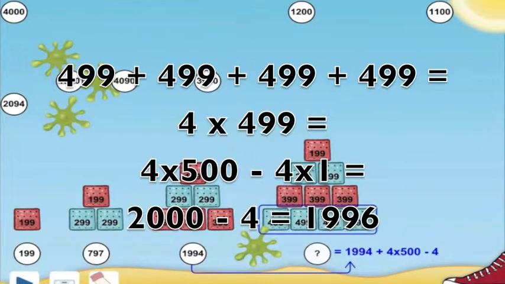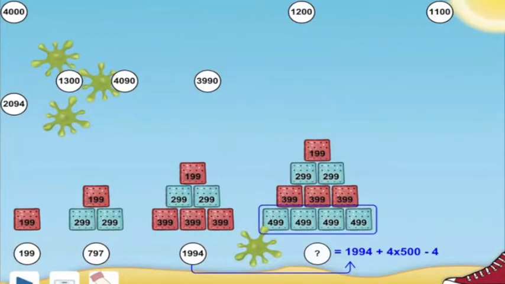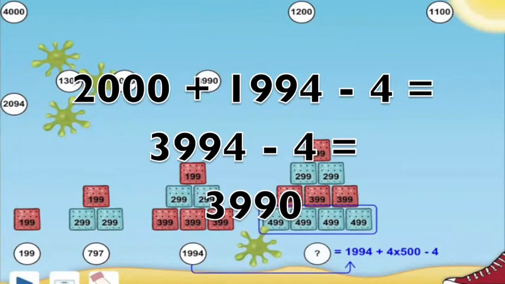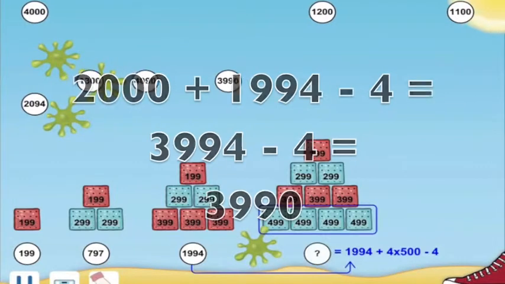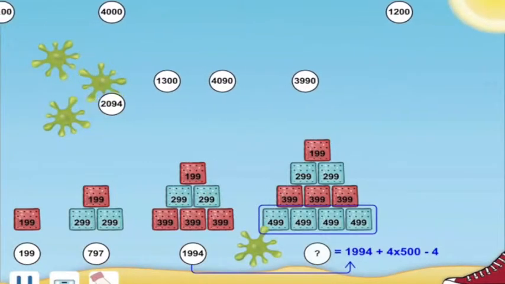We're going to add 2,000 to the previous total and then subtract away 4. The previous total is 1,994. We add 2,000 to that, we get 3,994, and minus 4 is 3,990. Let's go ahead and start up the game again and look for the 3,990 total bubble, and there it is.